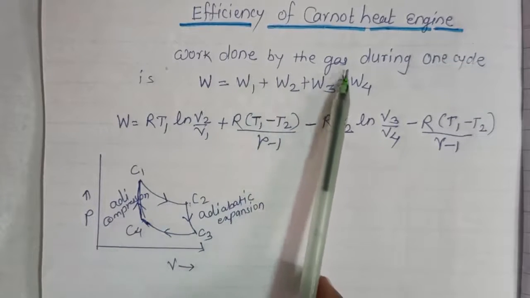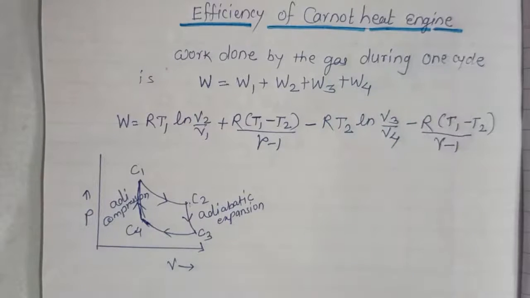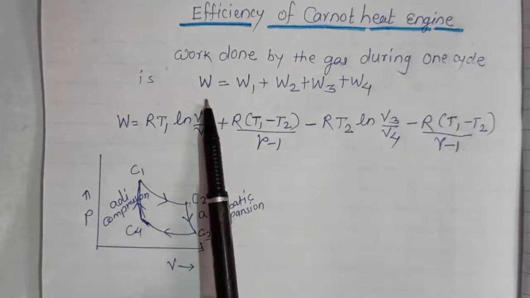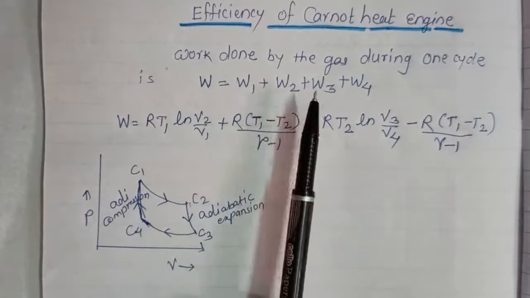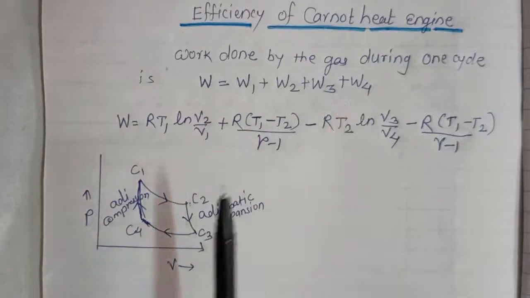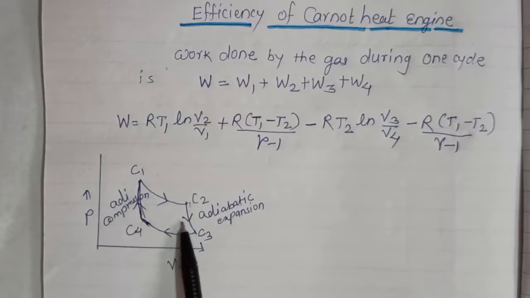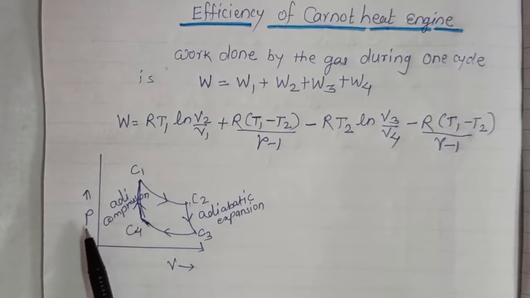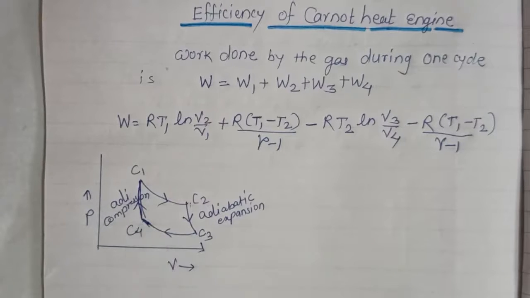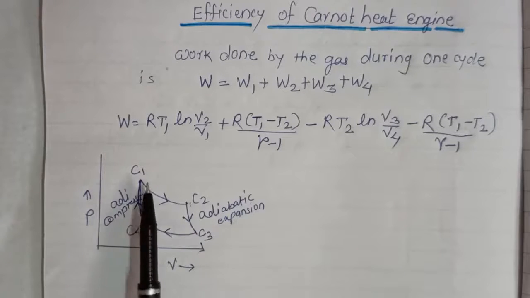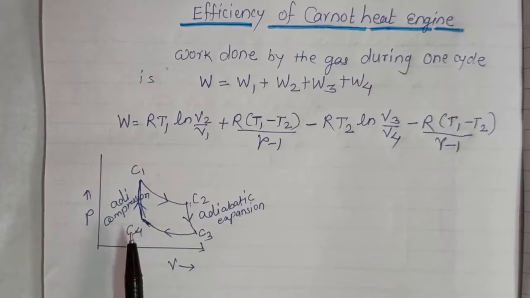Work obtained by the gas during one cycle is given as W is equal to W1 plus W2 plus W3 plus W4. W1 is the work done during isothermal expansion. This is the Carnot cycle. The graph plotted pressure versus volume represents a Carnot cycle, that is the indicator diagram. Figure shows a Carnot cycle C1, C2, C3, C4.